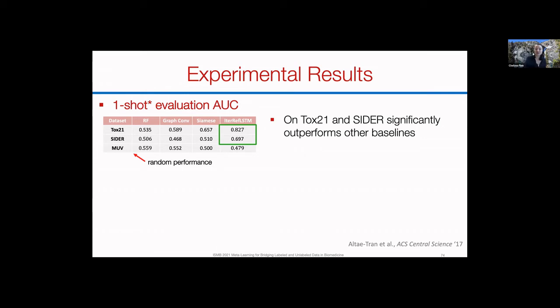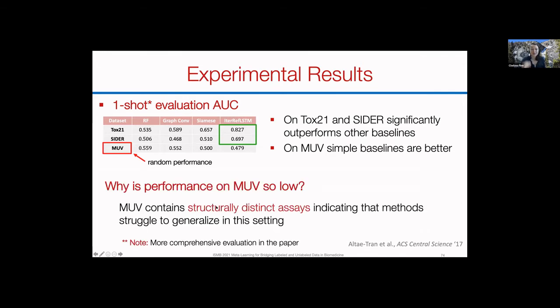And then on the MUV data set, we see that these simple baselines are better. And this might be because it contains these really structurally distinct assays, indicating that the methods are really struggling to generalize in this setting. And if you are interested in more details and a more comprehensive evaluation, you can take a look at the paper.